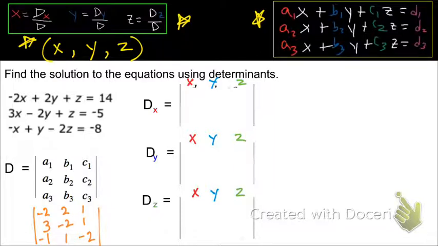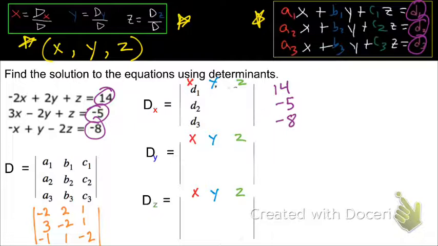For dx, the column that's going to change is the x column. So the x column is no longer going to be the a1, a2, and a3. It's going to be the d1, d2, and d3. It's going to be what they are equal to. So that one is going to be 14, -5, -8. But all of the other numbers are going to stay the same as our D matrix. So that is the matrix we will put into the DESMOS calculator.